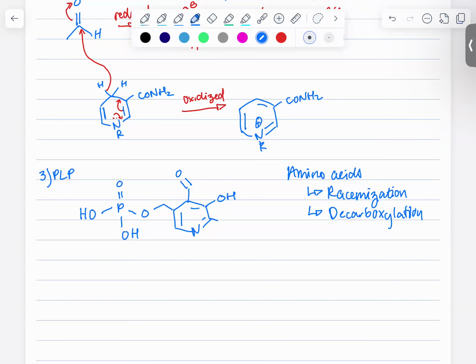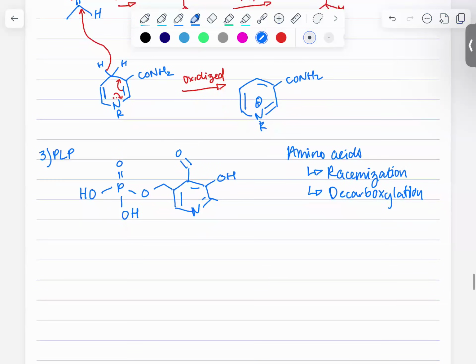Now, the reason that it works so well with amines, or part of the reason, is PLP really likes to make imine bonds. We have this carbonyl group. And if you'll remember from imine formation, what we need is a carbonyl and an amine. Amino acids will always have an amine. Some even have an additional amine in their R group.